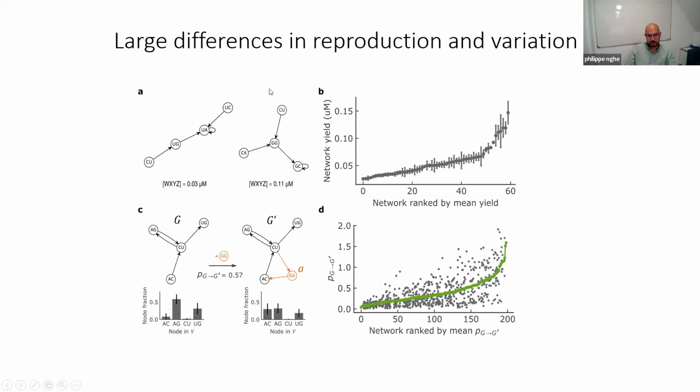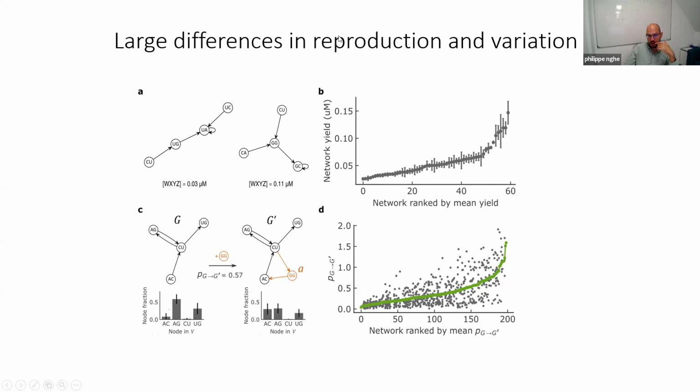And what was not completely obvious from the start is that you have big differences in how fast they grow, which you see on panel B. The yield is the total amount that's made, and here you have a ranking of the different networks. So some produce like 15% of new RNA from substrate, and some almost none.